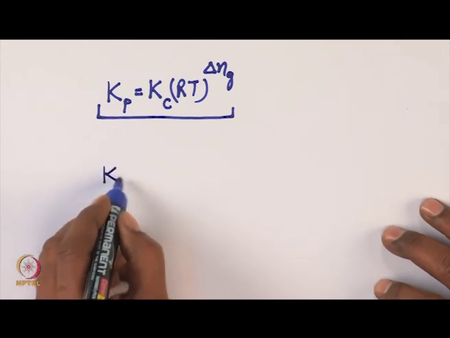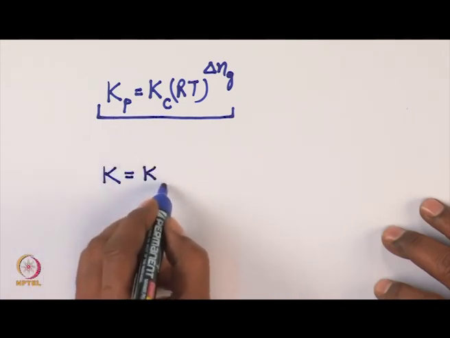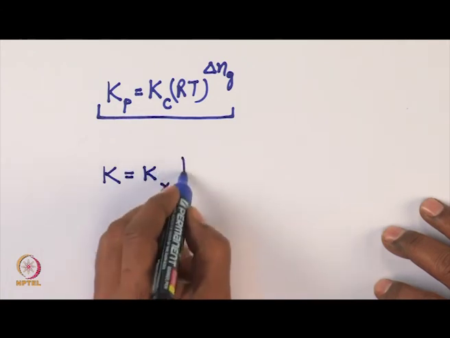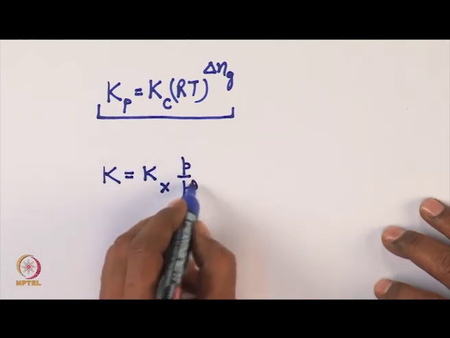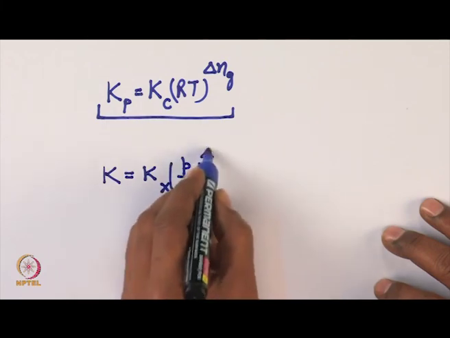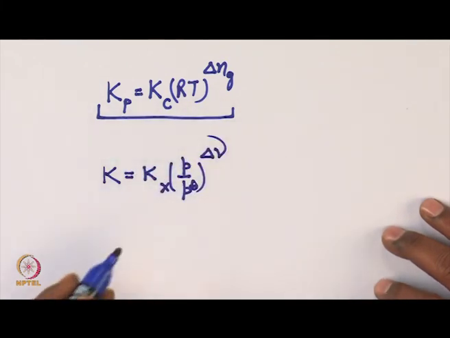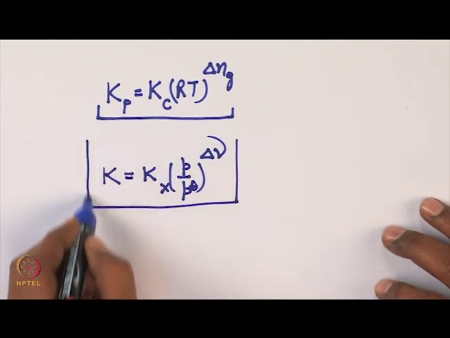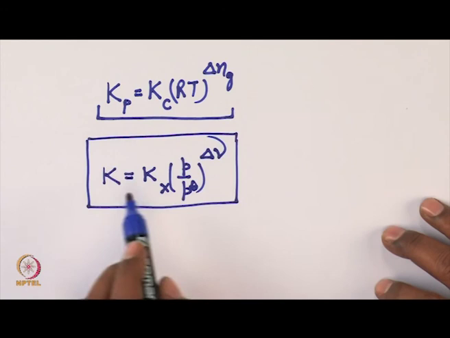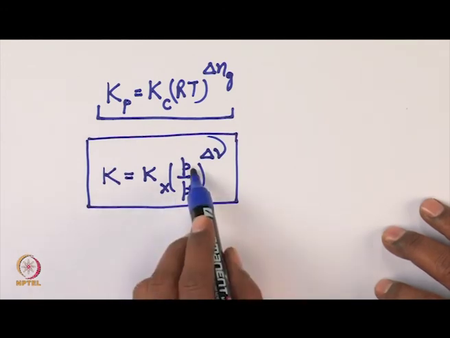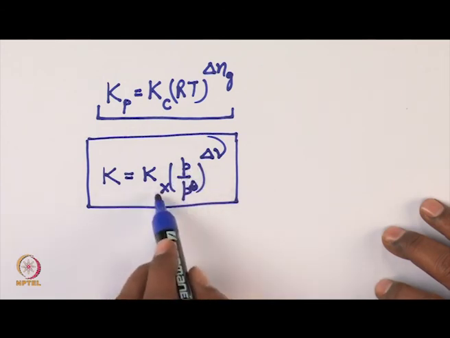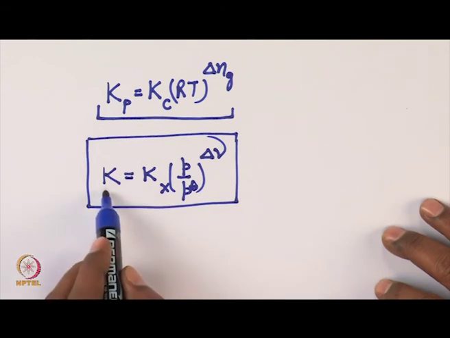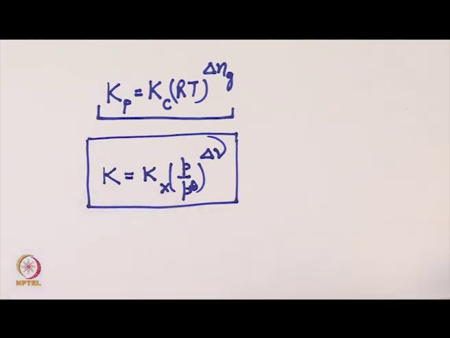Therefore, this expression K is equal to Kx into P by P naught raised to the power delta Ng, or you can put delta nu. Delta nu is same as delta Ng. It does not run into any units problem. And this equation very clearly connects the Kx with the pressure. What will be the effect of pressure on the equilibrium composition? K remains constant with pressure, it is Kx which changes.